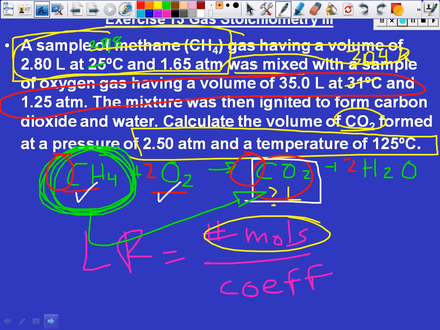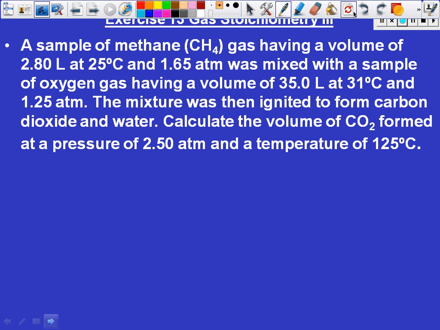Let's go back and look at the question. Again, there's a lot going on here. Here's the question: calculate the volume of CO2 at this pressure and this temperature. This is, again, why this is a long, drawn-out problem. This will be a very, very multi-step problem in a free response.